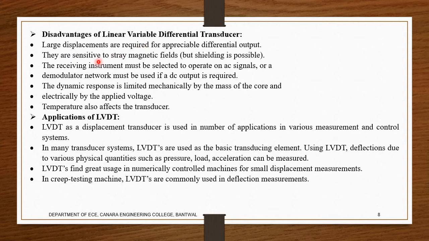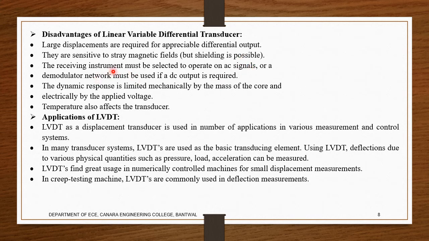The larger the displacement required, the more appreciation of displacement movement is needed. So when you consider the larger displacement, some of the factors have to be reconsidered, and we have to design in such a way. Some losses also we have to consider. They are sensitive to stray magnetic fields, so we can make the magnetic field in a proper direction so that it doesn't affect the reading. Shielding is possible, so you can provide it with a shielding.